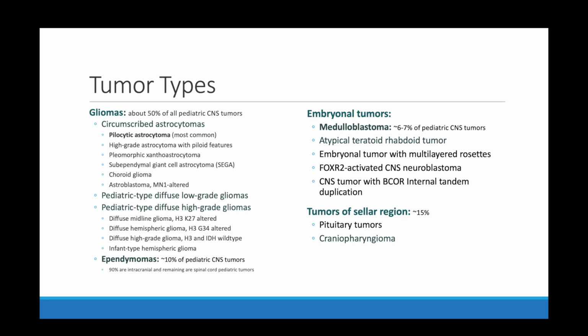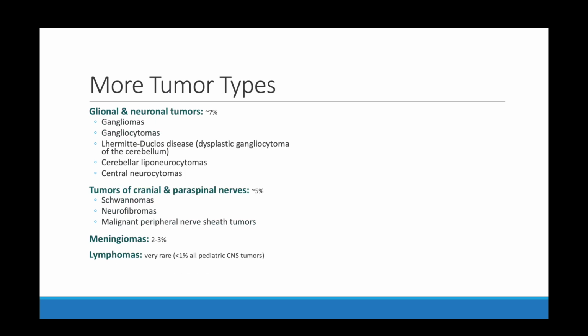And then just to round out the different types of CNS tumors we see, additional tumor types include glial and neuronal tumors, tumors of the cranial and paraspinal nerves such as schwannomas, neurofibromas, malignant peripheral nerve sheath tumors. We can also see meningiomas in pediatric patients. And another thing to note is that meningiomas can be kind of a secondary malignancy that happens after children are exposed to craniospinal irradiation as a child. So meningiomas can pop up as a long-term effect of that as well.